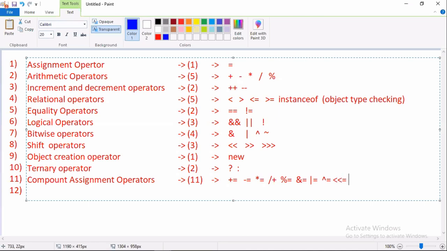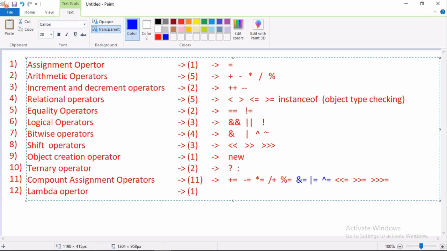Left shift equal to, right shift equal to, and double right shift equal to. So totally these are the operators. These are all come under compound assignment operators. Okay, totally 11. And last but not least, Java 8 feature: lambda operator. Lambda operator only one.